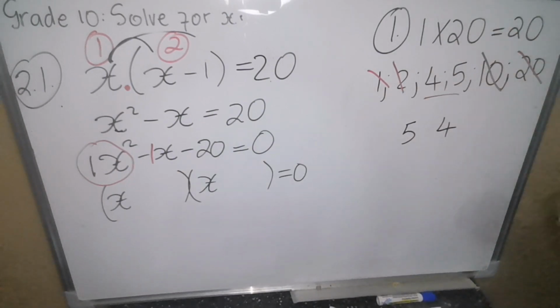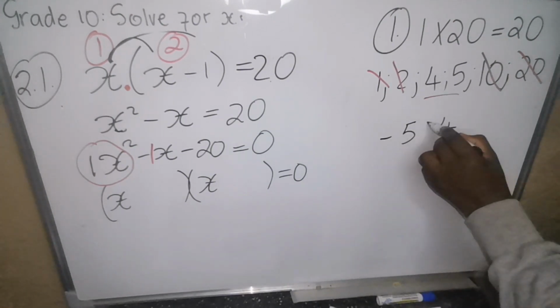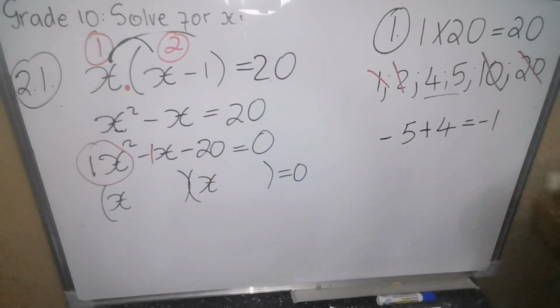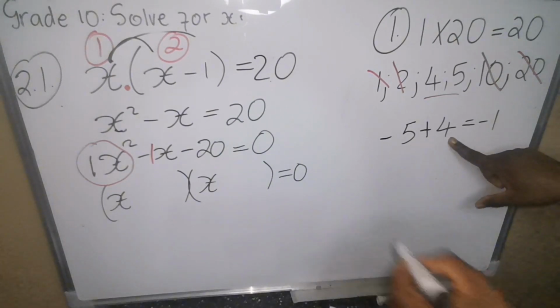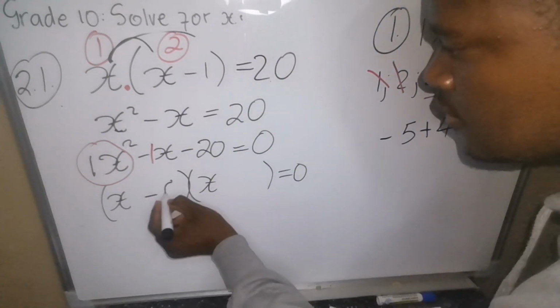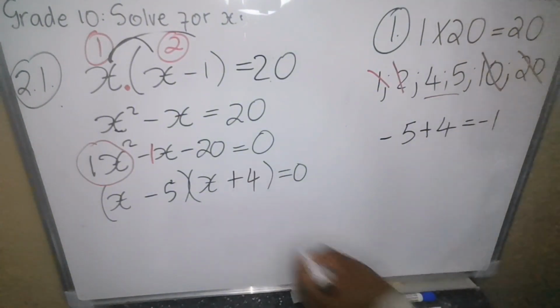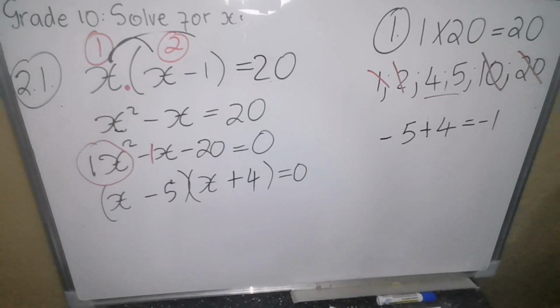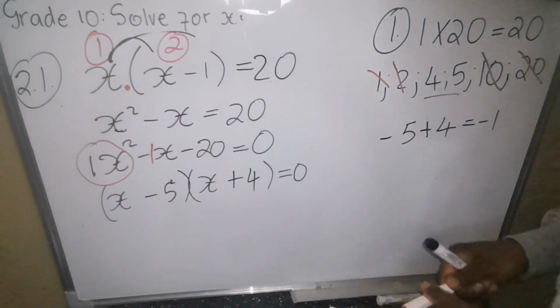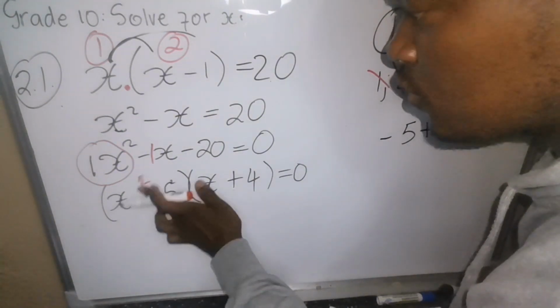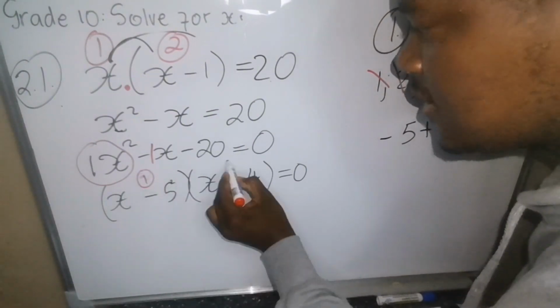Now, you must deal with the signs alone. We need to place those signs wherein when you add them, they must give you negative 1. Negative 5 plus 4 is equal to negative 1. Which means this 5 is going to carry the negative sign, and our 4 is going to carry the positive sign. That's how you do it. Then now you've got two products. This is what I was talking about: the first product and the second product.